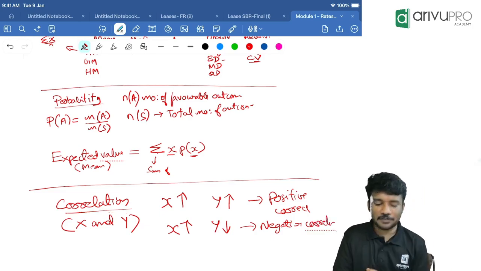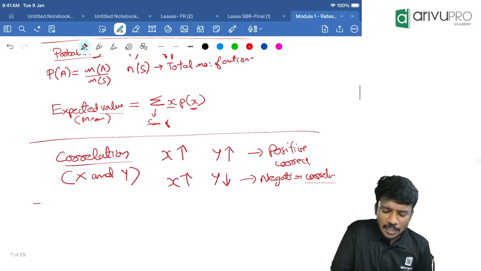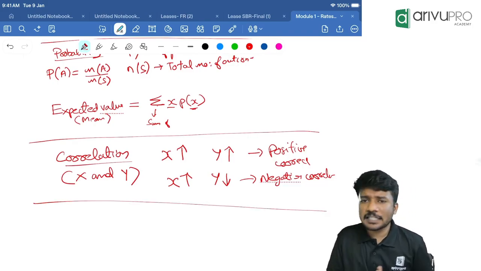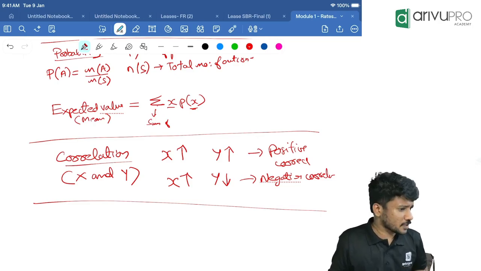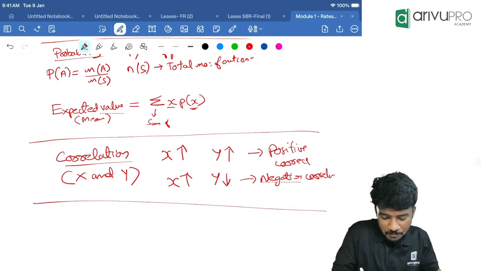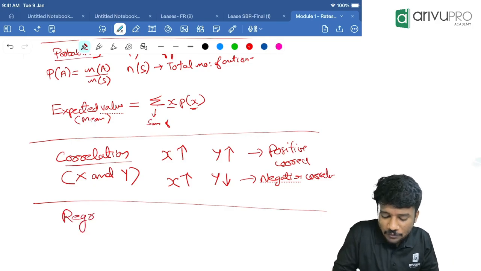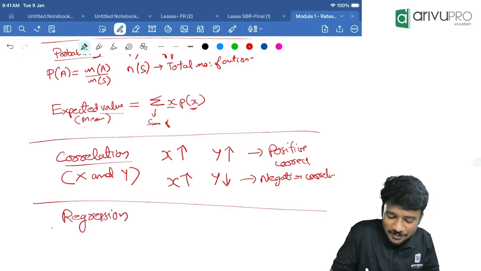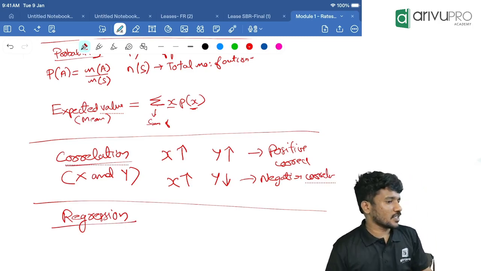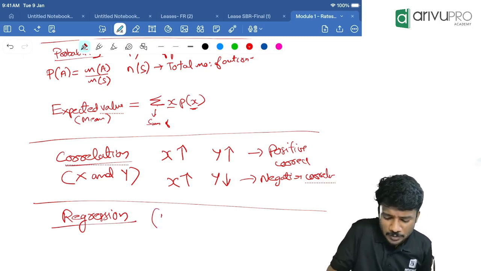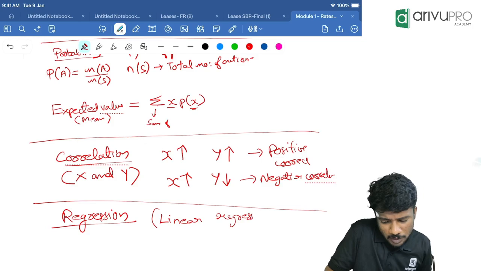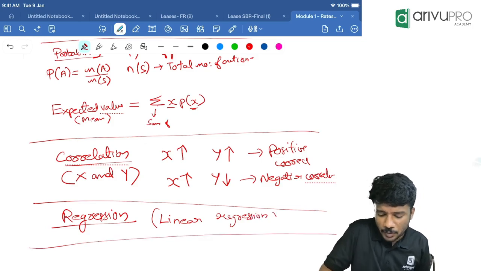Positive correlation, negative correlation. Then in correlation, we will not be able to find the value of x if the y value is given. That is not possible in correlation. In order to find the value of x when the y value is given, we will use what? The regression. That is also there. For you, it is basic simple linear regression. It is much easier.